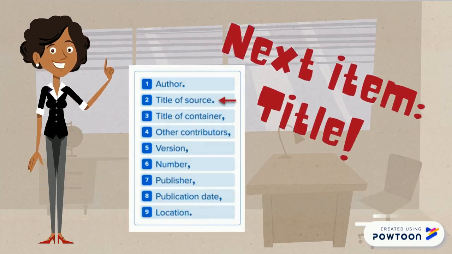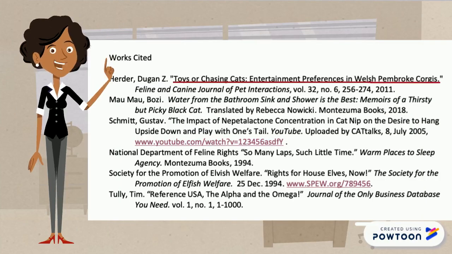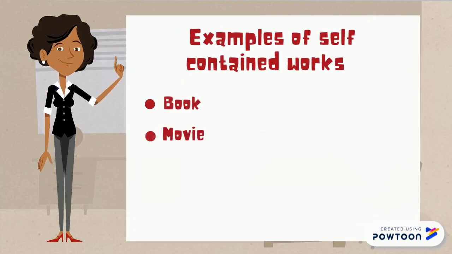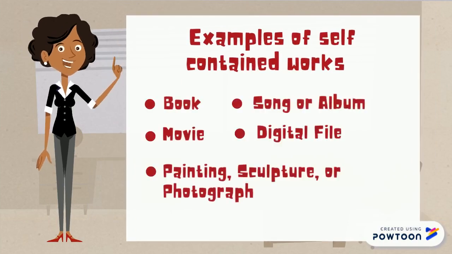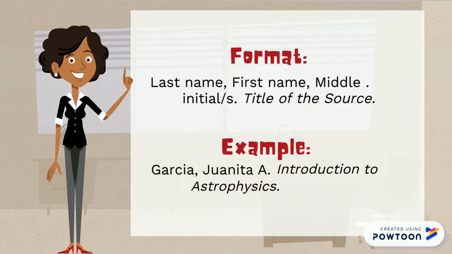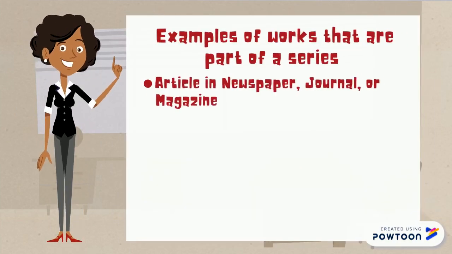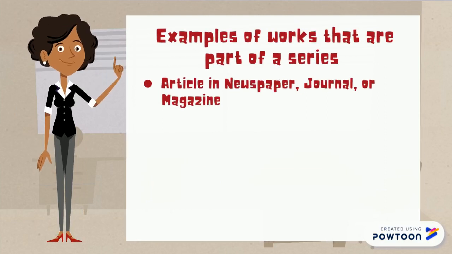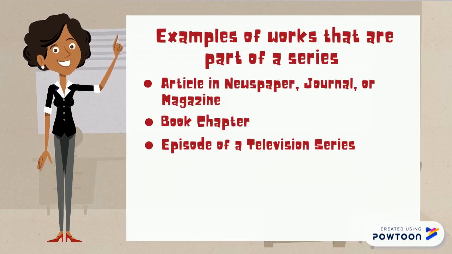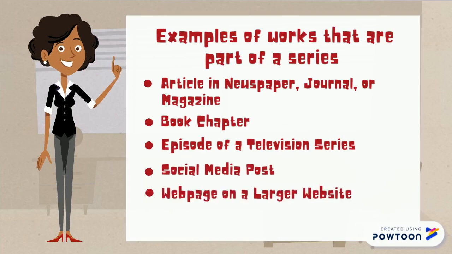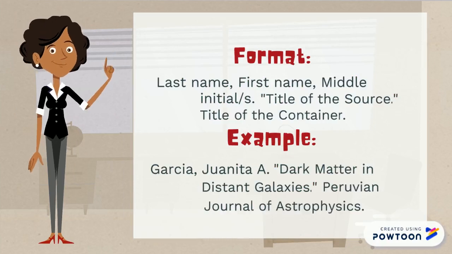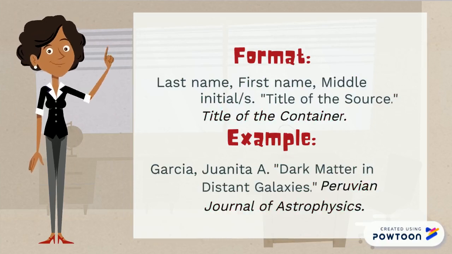The second part you're going to find is the title. This way you know the specific thing that they're citing. If the work itself is self-contained and not part of a larger work or series, the title is going to be listed in italics. But if the source is part of a larger series, like an article in a journal, newspaper, or magazine, a chapter of a book, an episode of a show that's part of a series, a post or portion of a website, this title then will be in quotation marks, followed by the title of the container, which would be in italics.